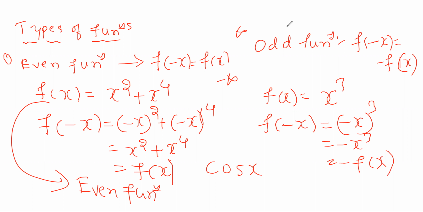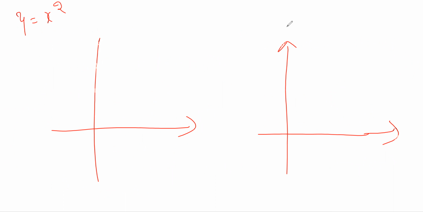By using symmetry, we can decide whether the function is odd or even. So just tell me what's the image of the curve y equals x square and one more, y equals x, because these are the best examples and we know the nature of these two functions, x square and x. So it will be easy to decide how to implement the graphical method to decide whether the function is even or odd.